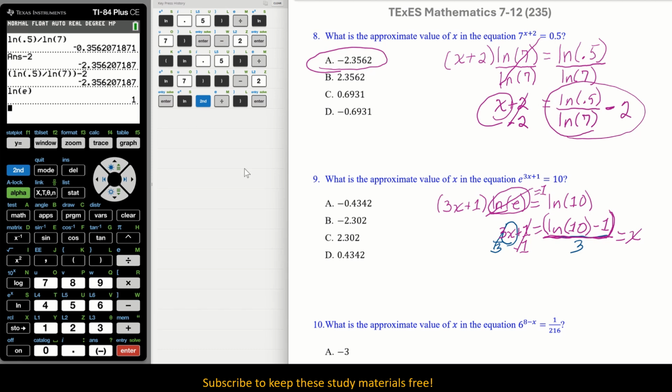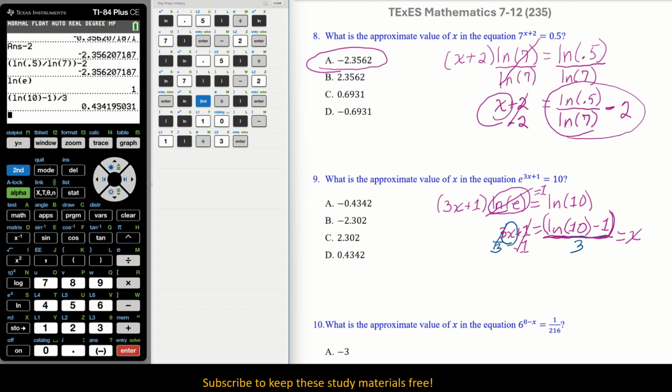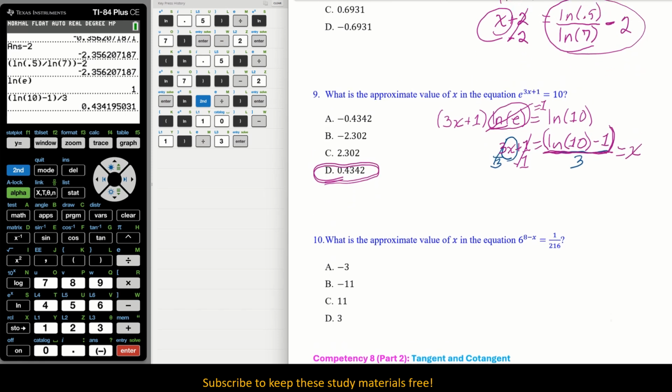Okay, so let's just do that real quick. Parentheses, natural log 10, close your parentheses, subtract your 1, but you got to close parentheses again, and then divide by 3 and push enter. And there we go. It would be option D, of course, with a little bit of rounding. All right, let's look at number 10.